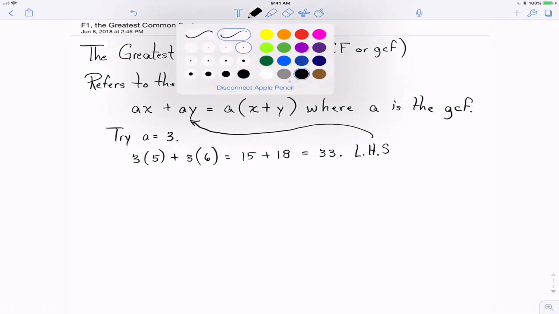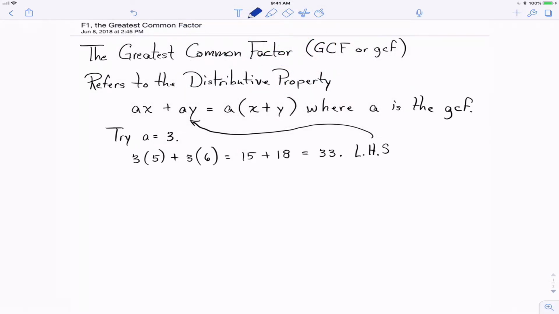Now, let's try this. I'll do this in blue. This will be the right-hand side over here. So let's repeat this process. For the right-hand side, we said that A is 3, X was 5, plus the Y, which is 6. Well, this is the same as 3 times, now if I take 5 plus 6, that's 11. And if I multiply 3 times 11, I get 33. So, in other words, it works either way you go.